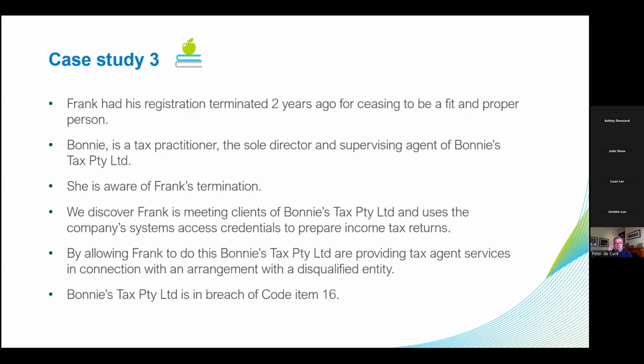Bonnie is Frank's wife and she is aware of his termination. 1 year after Frank's termination, Bonnie became a registered tax practitioner and at the same time also registered her company, Bonnie's Tax Proprietary Limited, as a tax agent. Bonnie is the company's sole director and supervising agent.